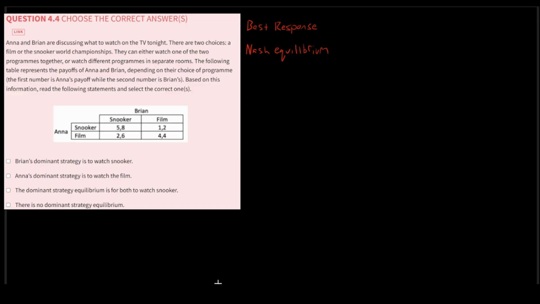Okay, so how do we play this game? Well, we're going to start. We just pick a player to start with. Doesn't matter which one you pick. I'm going to pick the row player. I'm going to pick Anna. And the way that we do that is we say, okay, Anna is going to presume that Brian is definitely going for snooker. If Brian is definitely going for snooker, Anna then wants to figure out what her best response is. And she has the option of either getting a payoff of 2 or a payoff of 5. Between those two, 5 is the better payoff, so Anna would choose snooker as well.